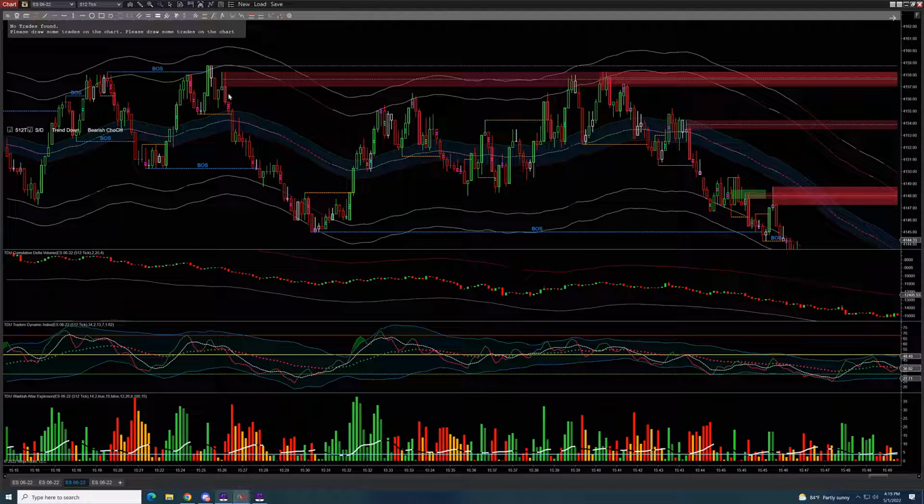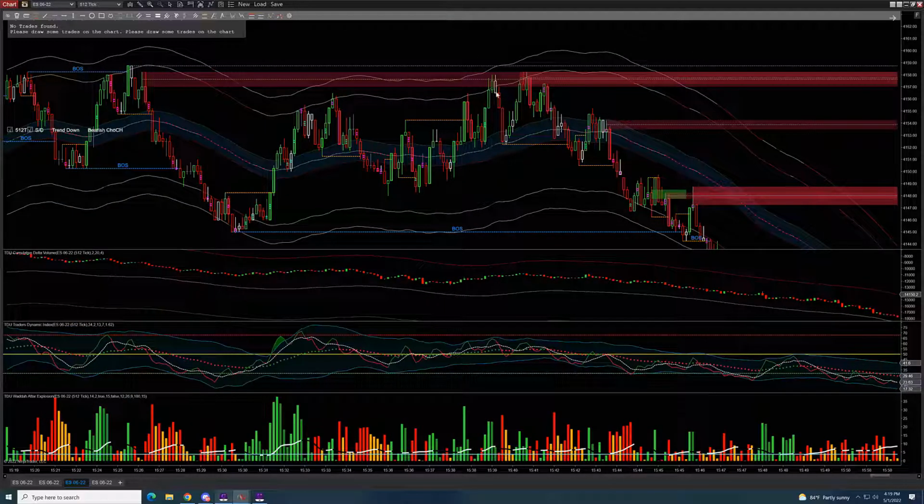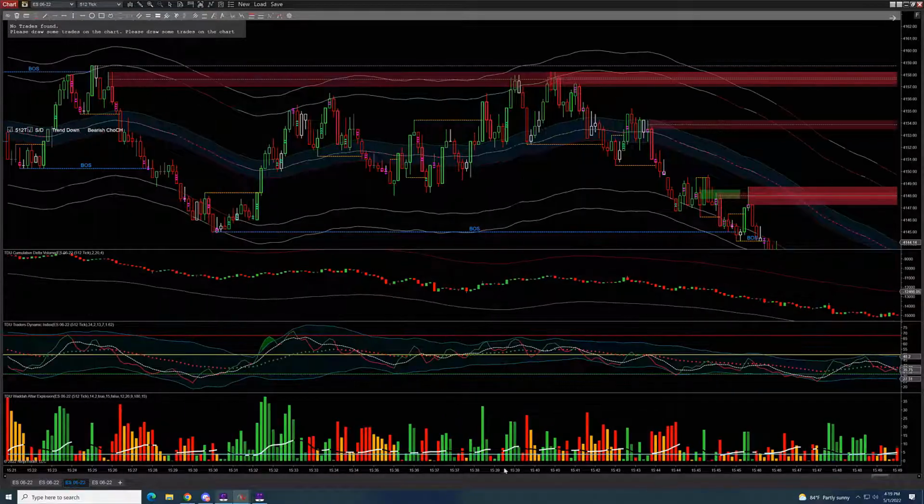As we get this break of structure here, it leaves behind this supply zone. Well, lo and behold, where do we come? Right back to the supply zone. Now, you could have taken it a couple of places. You certainly had one here, that's 21 ticks, a couple hundred. It comes right back to it. Take it again. So why would you not take it again?